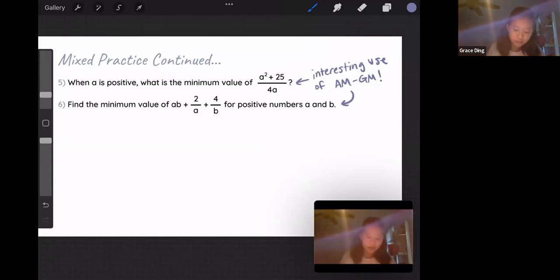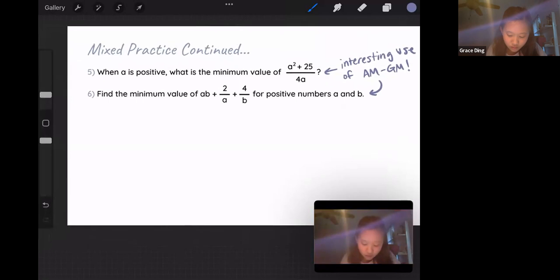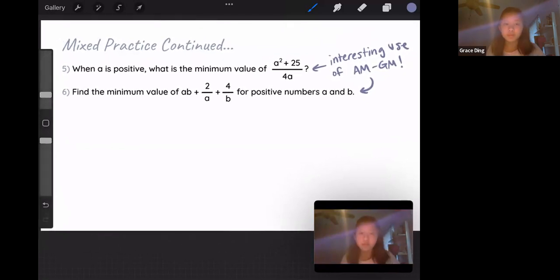Okay, I am going to explain. So these problems are pretty similar, and they both use AM-GM in a different way. So you don't just straight up, well, for the first one, you don't just straight up plug it in.